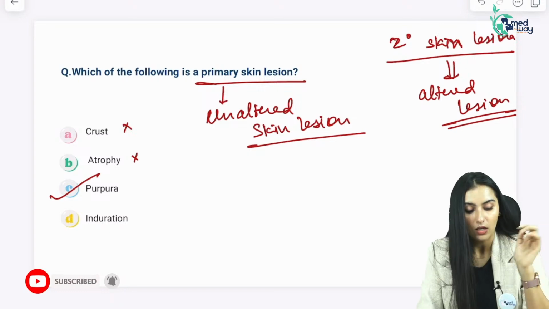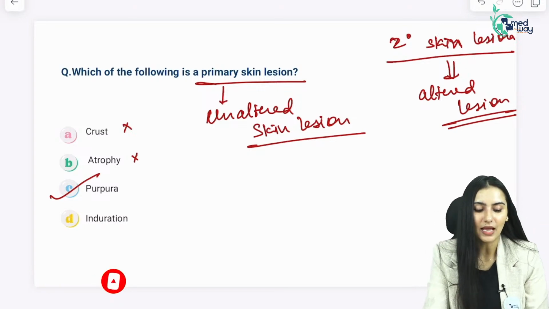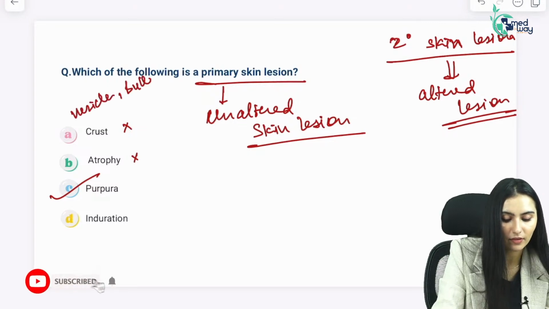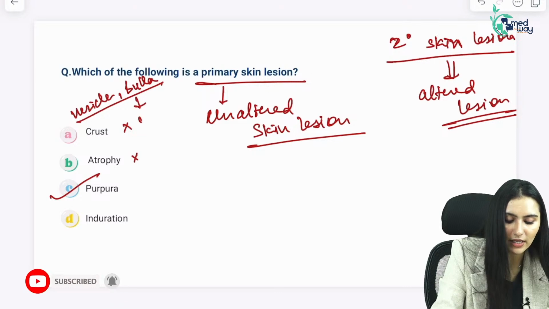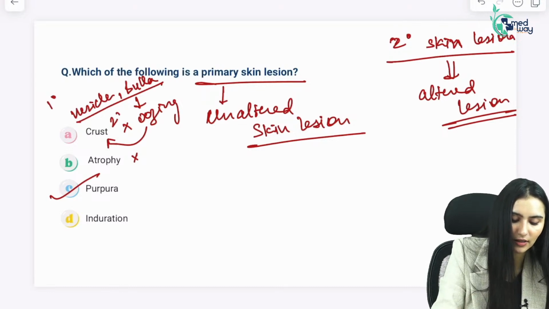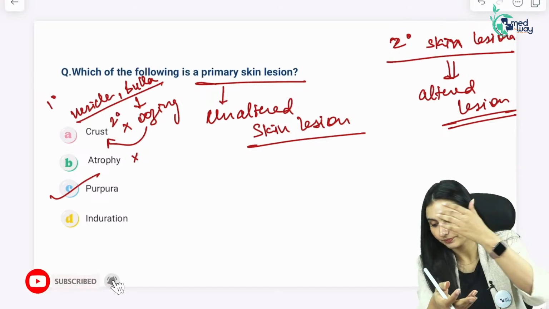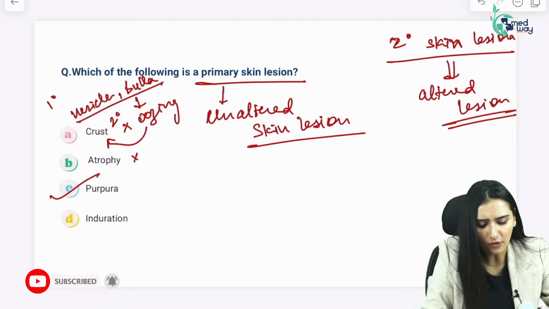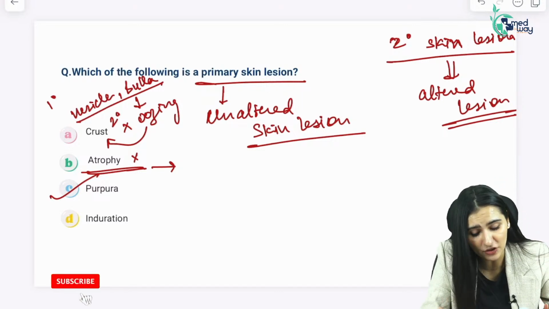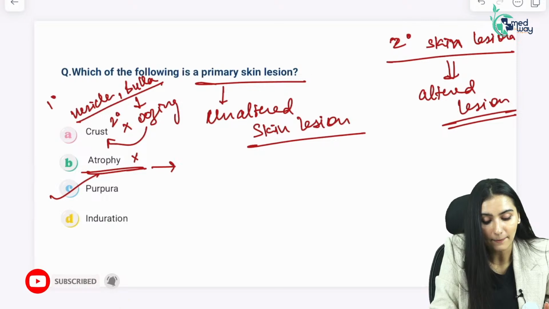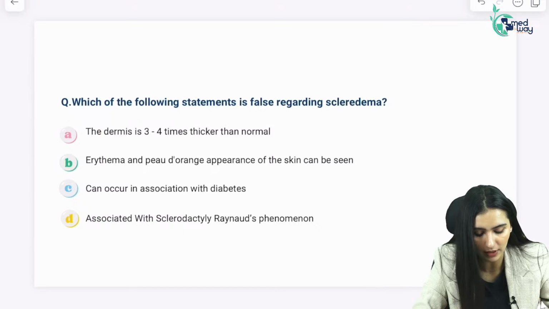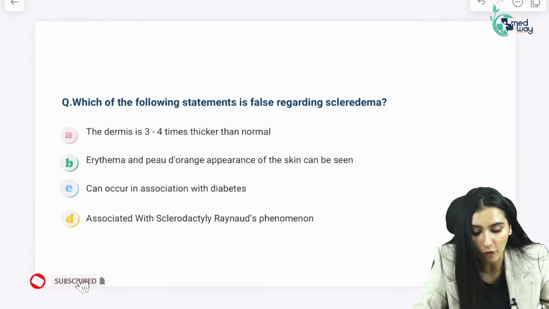Alright. Crust, how will crust happen? Either there was a vesicle over there or there was a bulla over there that ultimately led to oozing. That led to crusting. So vesicle and bulla are the primary skin lesions and the crusting will become the secondary skin lesion. Okay. Same with atrophy. Atrophy is just a manifestation of some skin lesion that has resulted in atrophy. But purpura, petechiae, these are all primary skin lesions. Simple question. If you know it, you know the answer. Now, which of the following statements is false regarding scleroderma?